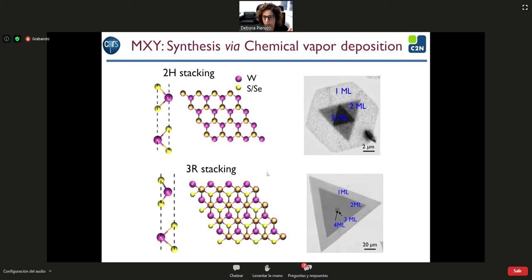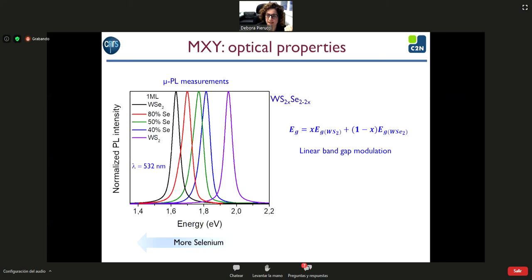And this, remember, if you are familiar, is the ABC stacking that we have in graphene. So now let's have a look at the optical properties of this system. In particular, for our study, we obtained three different alloys between tungsten, sulfur, and selenium. So there was a variation of the composition between the two chalcogenides. We fixed the transition metal, and we grew three different alloys with three different concentrations of selenium.